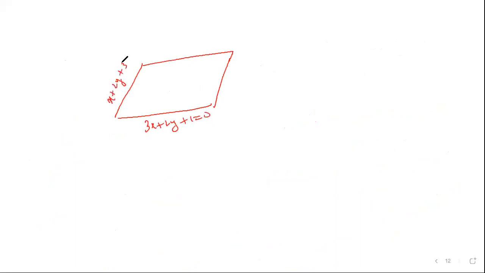Listen to me. Suppose I have a parallelogram. Imagine this side is 3x plus 2y plus 1 equal to 0, and imagine this side is x plus 2y plus 3 equal to 0. Imagine this vertex is (5, 3). I want to find the equation of this diagonal. The usual method is you solve these two equations, find this point and use the two-point formula. But now my method will be different.